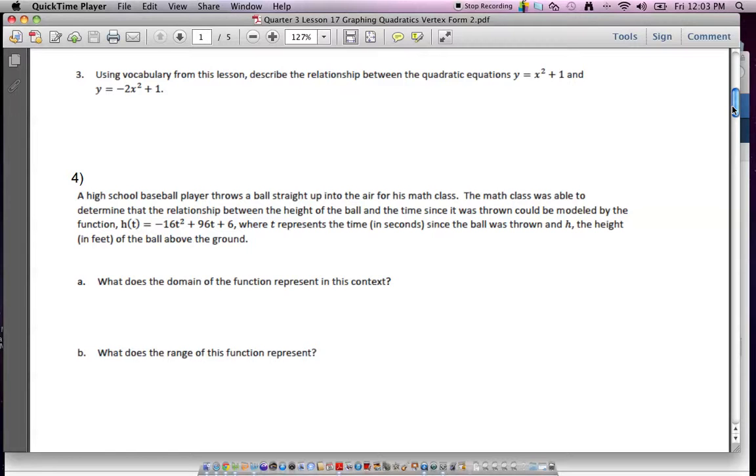Okay? So the bottom graph, y equals negative 2x squared plus 1, is going to be a frowning graph. Remember the negative means frown? The top graph will be a positive graph. So, they have the same vertex.